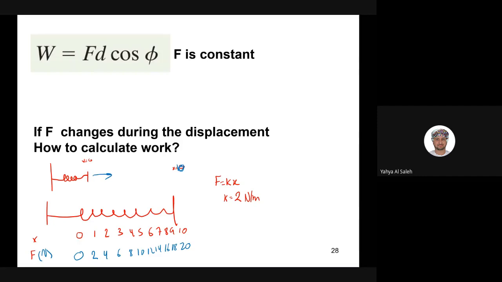Amr says each one, W total. Okay, so Amr, your suggestion is to do 0, 0, 1, 2, 2, 4, 3, 6 cosine theta, 4, 8 cosine theta, 5, 10 cosine theta, and then add them all up. Is that what you're saying?